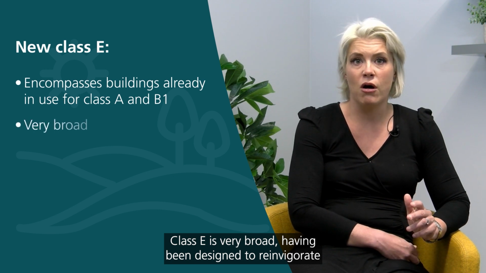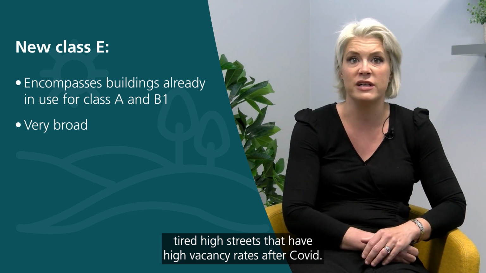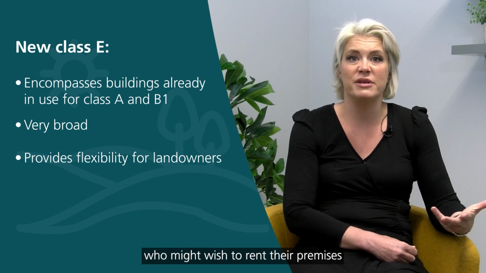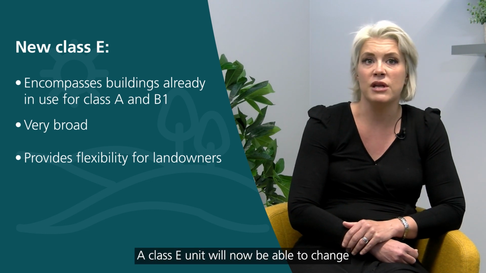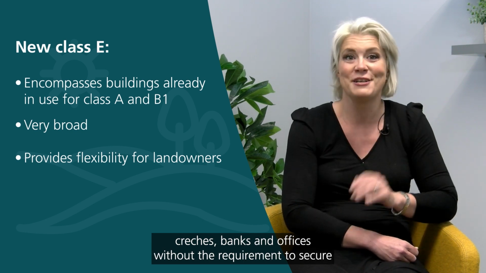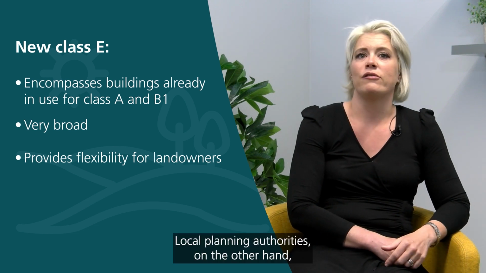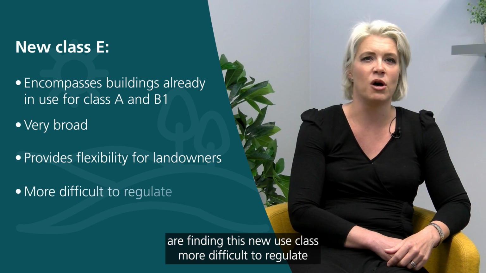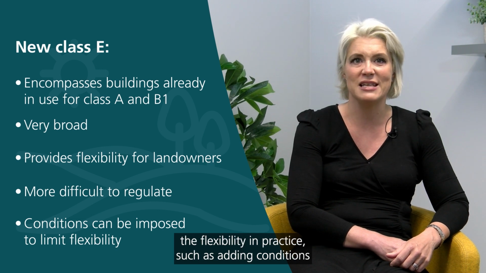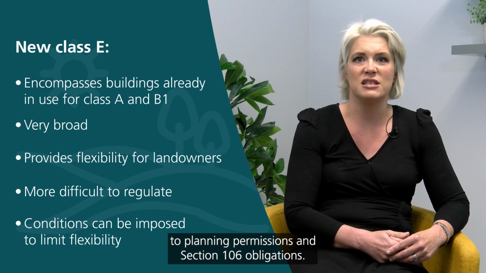Class E is very broad, having been designed to reinvigorate tired high streets that have high vacancy rates after COVID. It also creates lots of flexibility for landlords who might wish to rent their premises for different purposes. A Class E unit will now be able to change between shops, offices, restaurants, cafes, clinics, creches, banks and offices without the requirement to secure additional planning permission. Local planning authorities, on the other hand, are finding this new use class more difficult to regulate, and as a consequence are imposing conditions to limit the flexibility in practice, such as adding conditions to planning permissions and Section 106 obligations.